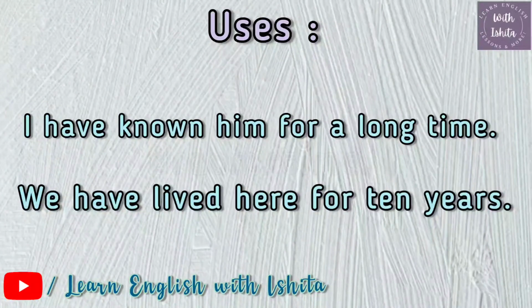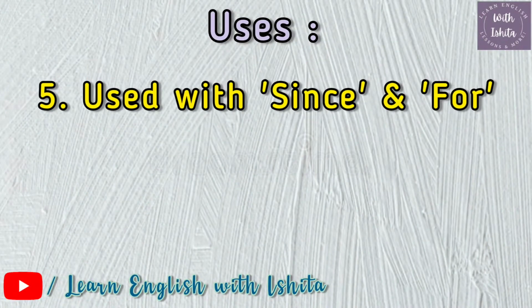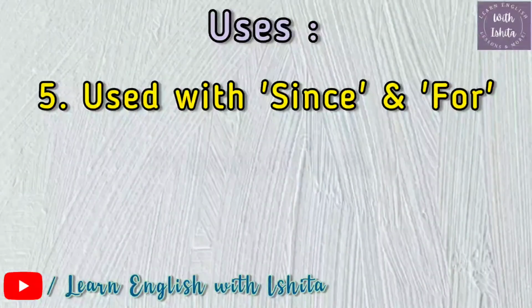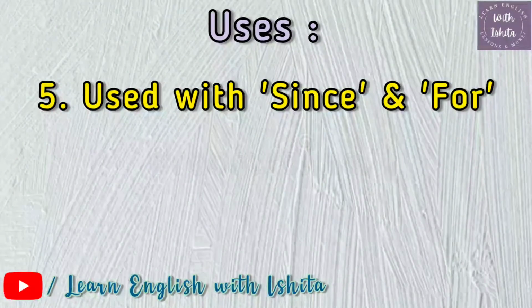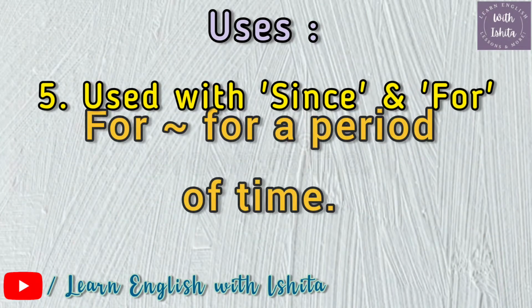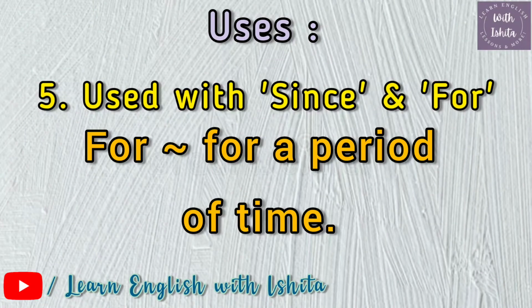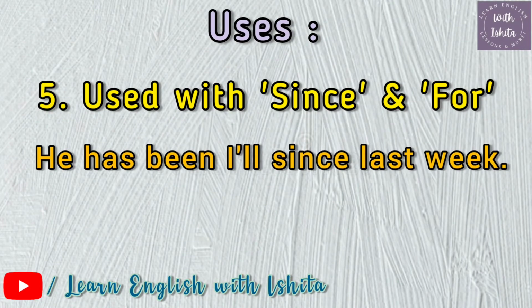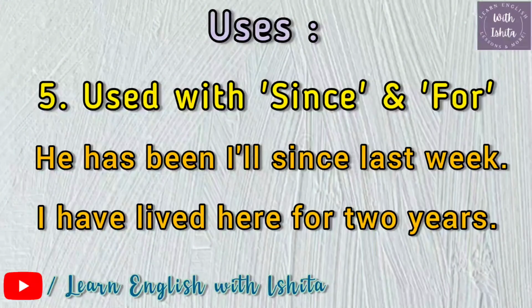Okay? And last point, the present perfect tense is also used with since and for. Since means from the point of time of speaking, and for is used for a period of time. Okay, for example, he has been ill since last week. Next one, I have lived here for 2 years.